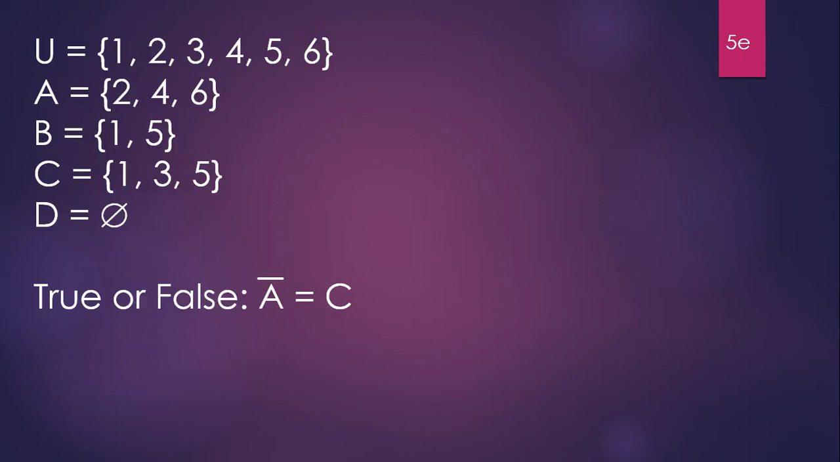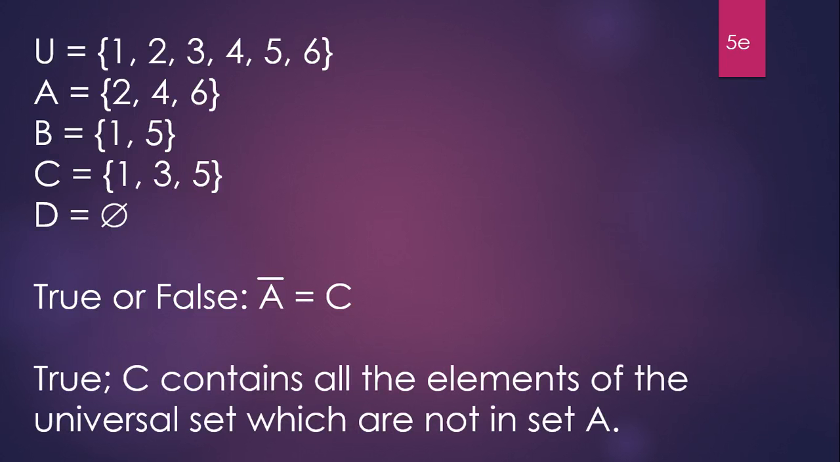For the same list of sets, answer this question. This one is true. A complement is equal to C because C contains all the elements of the universal set which are not in set A.